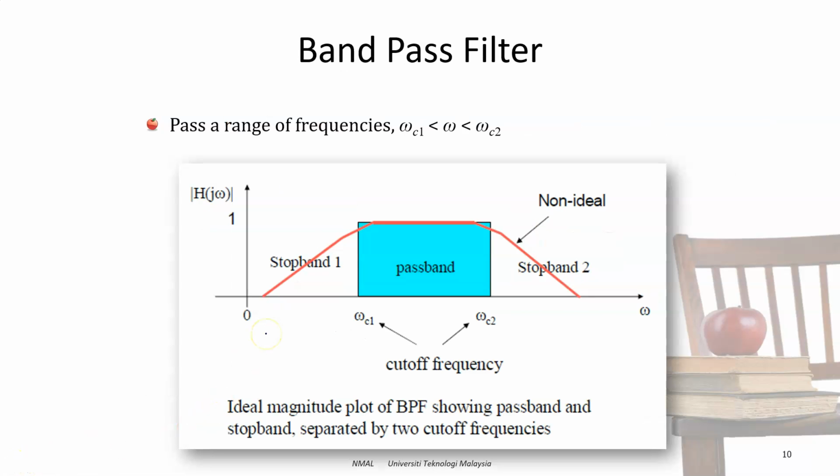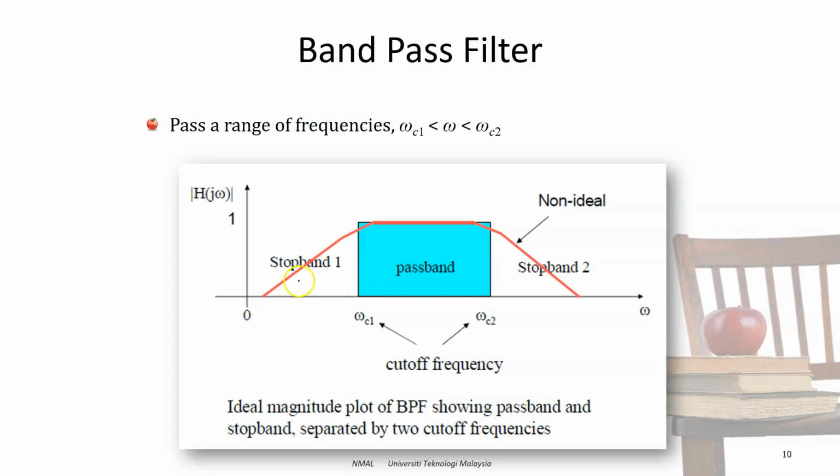Alright, another one is band pass filter. Band pass filter has two cutoff frequencies, and it can pass a range of frequencies between omega c1 and omega c2. We can see the ideal magnitude plot in the blue color here, showing the band pass filter with pass band and stop band separated by two cutoff frequencies. So there will be two stop bands, and the pass band is in between omega c1 and omega c2.